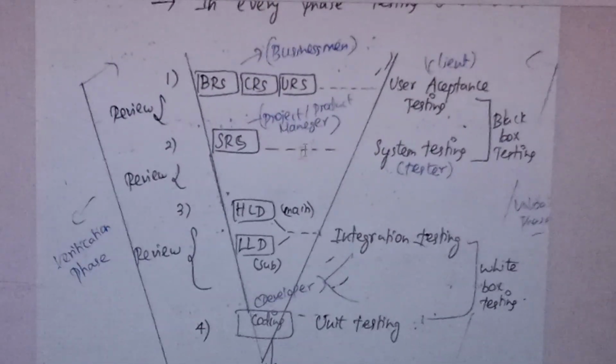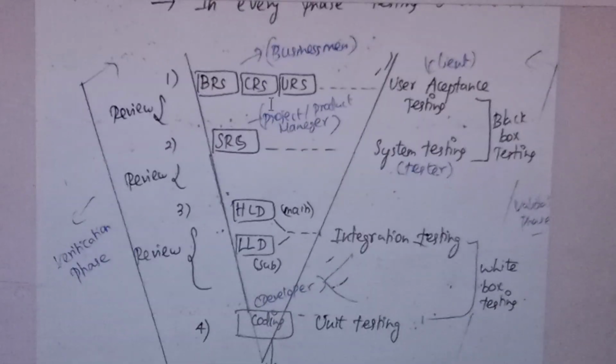So this is the diagrammatic representation of the VV model. The first 4 fall under the verification phase and the last 4 fall under the validation phase. The first one is the BRS, CRS and URS. These are all documents which are handled by business people like business analysts. BRS stands for Business Requirement Specification, CRS stands for Customer Requirement Specification, URS stands for User Requirement Specification. All of these documents are handled by business analysts.